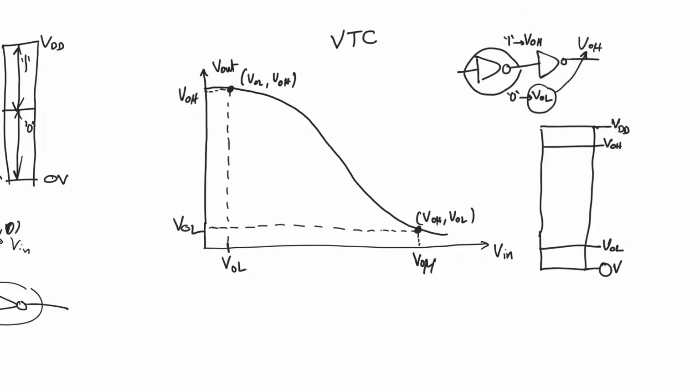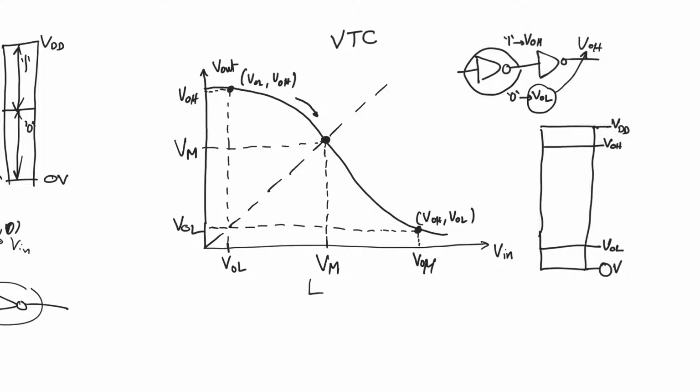Another important point on the VTC is the point where input is equal to output. So the curve is dropping, right? There's a point somewhere here where the input and the output are equal. We can find it by drawing the line V output equals V input, Y equals X, and wherever it intersects the curve, this is the point where V output is equal to V input. So this point is called Vm. This is the point that was VDD over 2 in the ideal inverter.